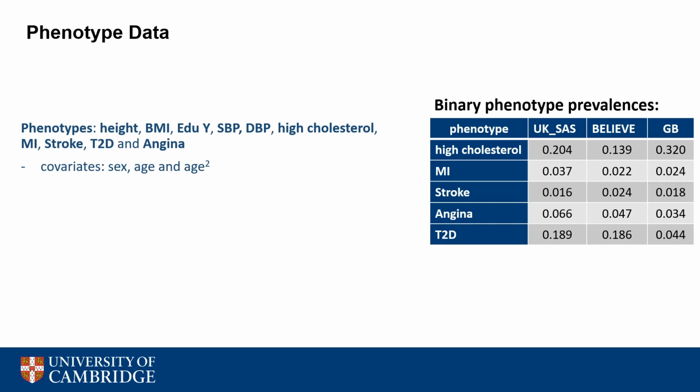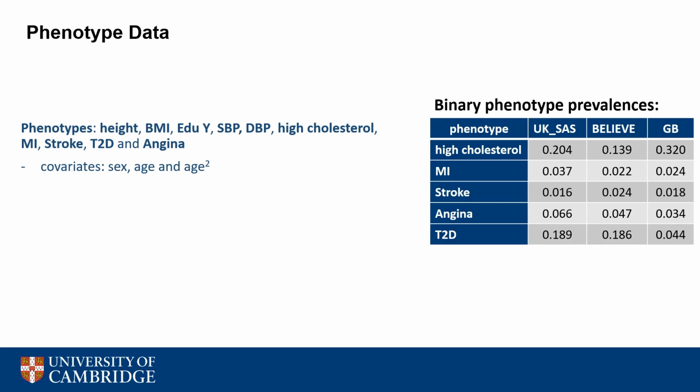I chose 10 phenotypes based on availability and previous evidence of interaction effects. These traits were height, BMI, years of education, SBP, DBP, and 5 binary phenotypes: high cholesterol, MI, stroke, type 2 diabetes, and angina. In addition to these outcomes, I also used sex, age, and age squared as covariates in all subsequent models.